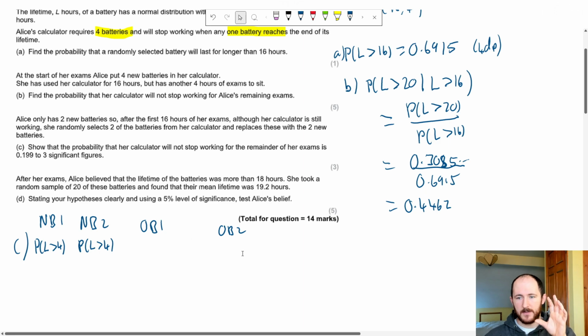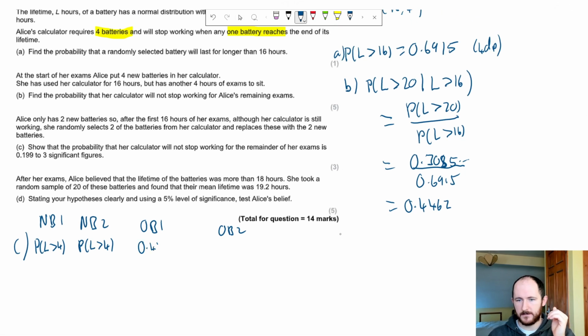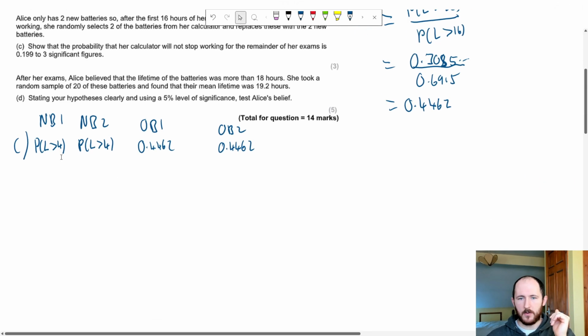Now, for the other 2, it's actually just a probability we've already worked out, because they need to last 20 hours or more, given that they've already lasted 16 hours or more. So in other words, it's just going to be 0.4462 twice. Okay, so all we need to do is work out this.